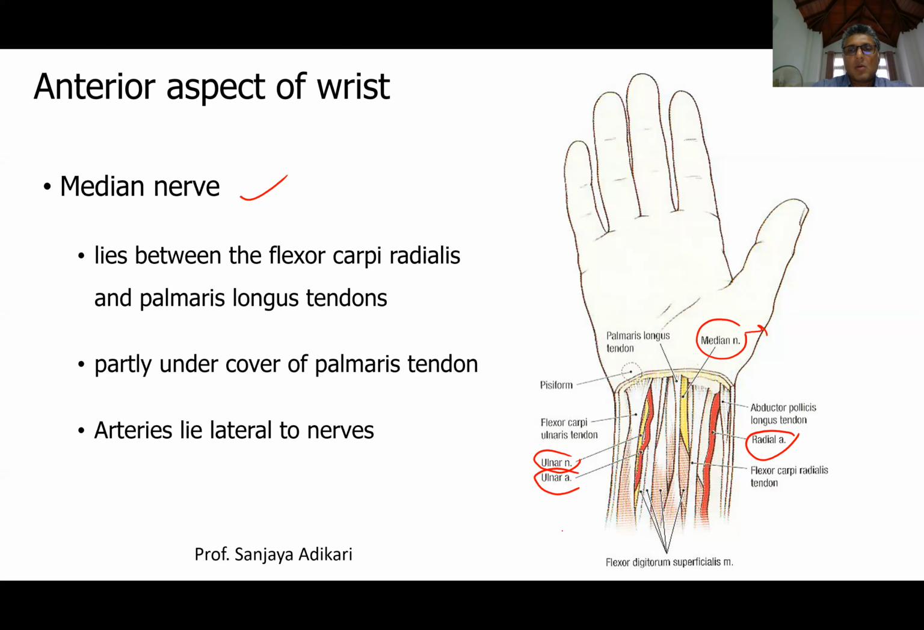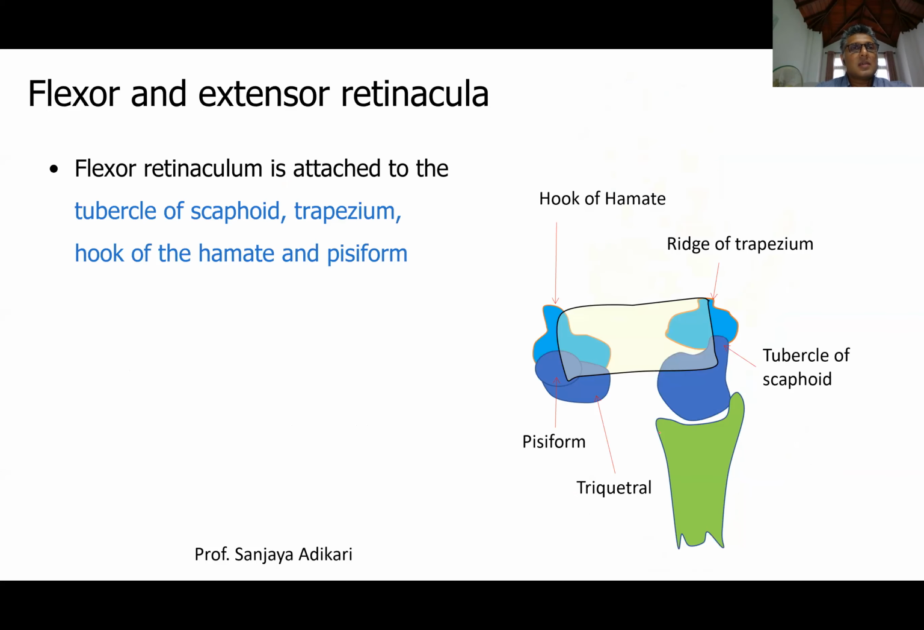Then, I will not talk about all other tendons here. It's a straightforward thing. Then about flexor and extensor retinacula. Flexor retinaculum is attached laterally to the tubercle of the scaphoid and the ridge of the trapezium. And medially it is attached to the hook of the hamate and the pisiform.